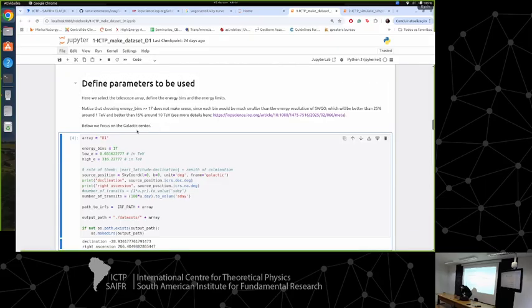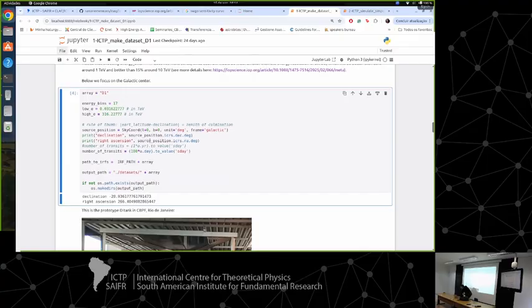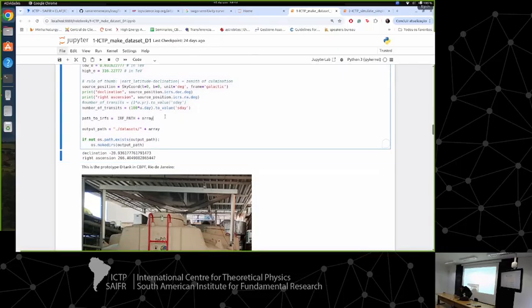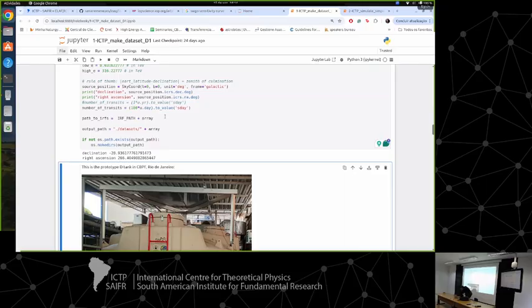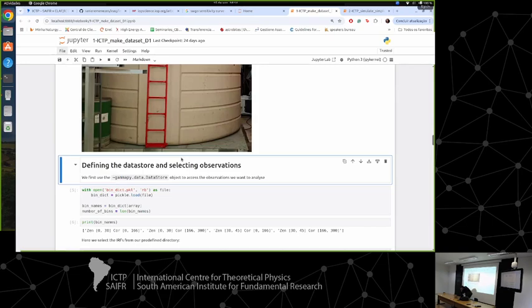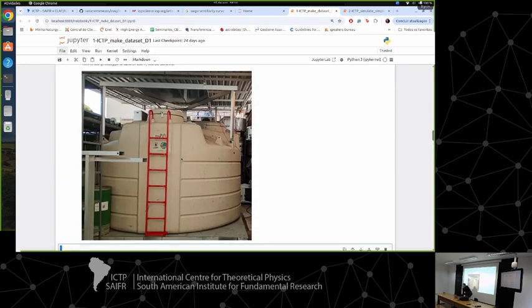So the array we are using is the D1, because the D tank is the one that we have in Rio de Janeiro. I want to do the analysis with this tank. We're setting 17 energy bins, and this is the energy range.